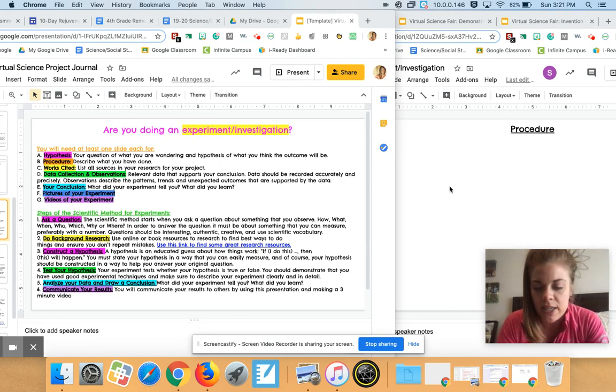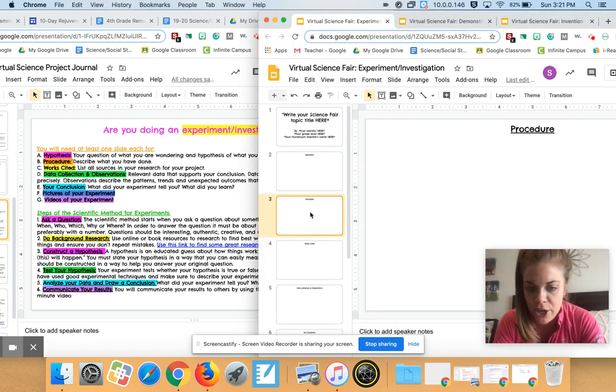Your procedure is all about what steps you did with your experiment. Okay, you're talking about all of your process of your experiment. How did you set it up? How did you make a reliable experiment? How did you set up your different tests to test your hypothesis? Okay, so that should all be in your procedure. Okay, so that is going to be your slide that you're going to work on for that part if you're doing an experiment.